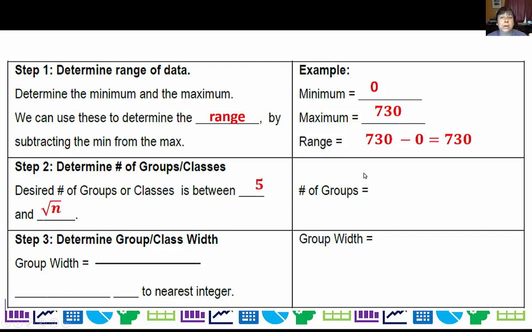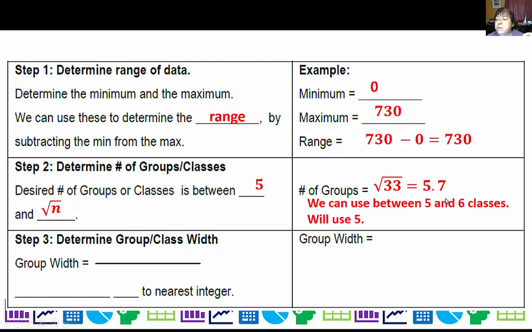Now, if you have 100 data points, you could actually have more bars. So we have a general guideline of the square root of n for that. So square root of 33, we had 33 data points for Snapchats, is 5.7. So we can use between 5 and 6 classes. In this case, we're going to go ahead and just use 5.